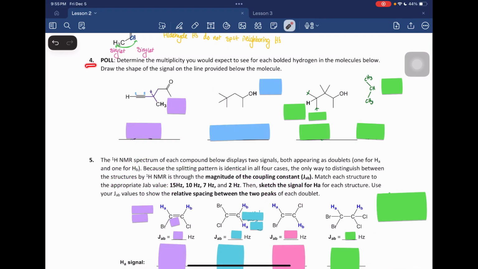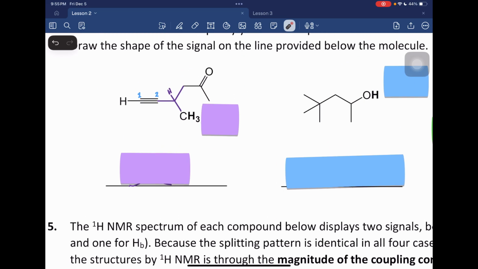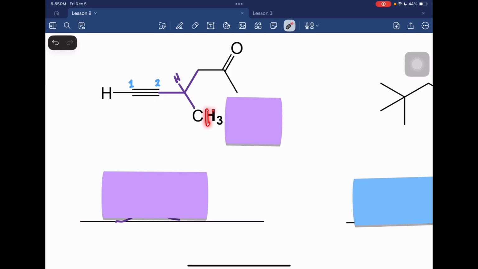So next is number 4. Determine the multiplicity you would expect to see for each bolded hydrogen in the molecule below. So you're going to draw the shape of the signal on the line provided below the molecule. So we're going to start with H3, right? This is the one we want to know the signal for.